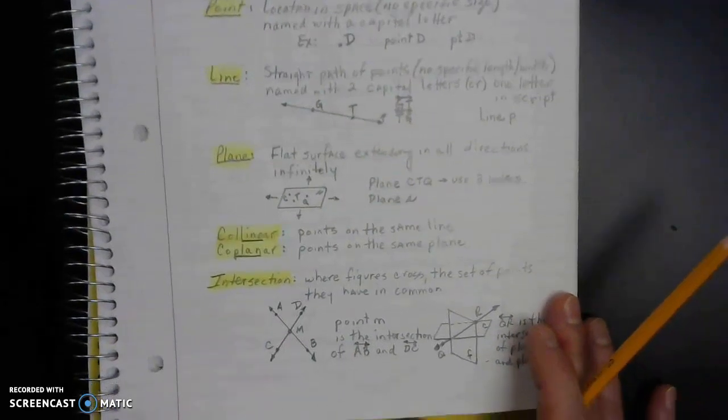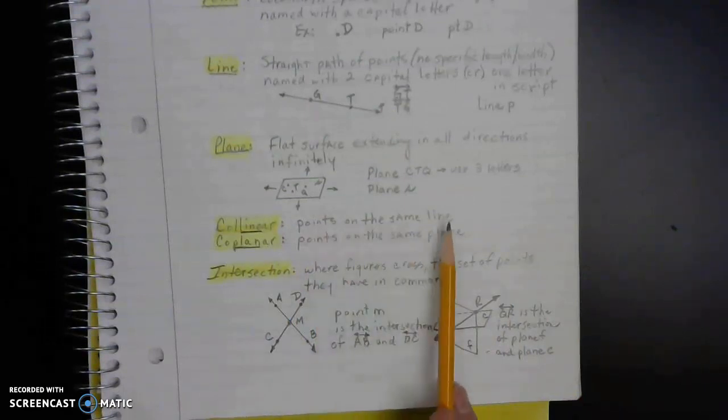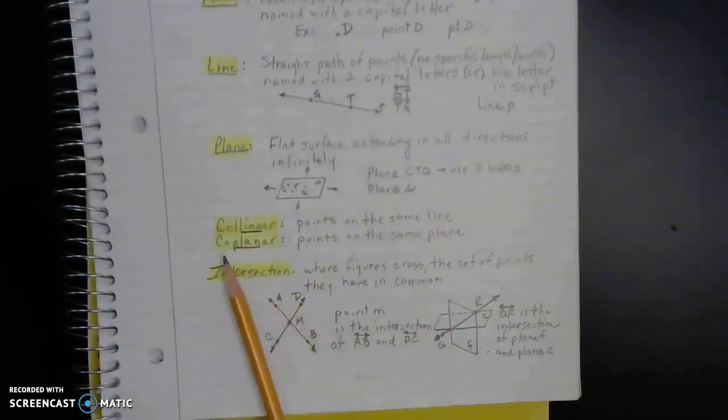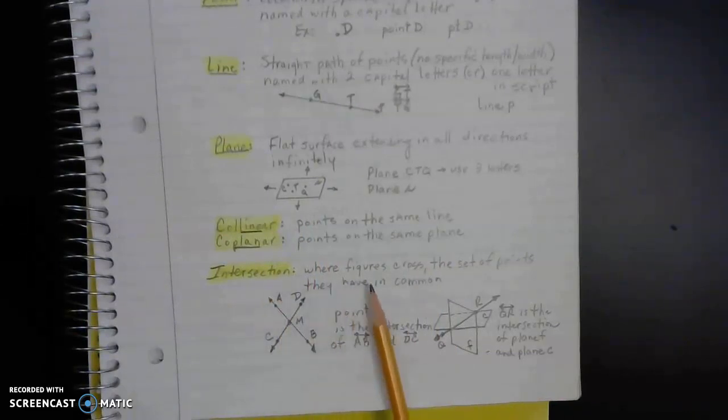All right, then you have collinear points. Collinear means there's the word line in the middle, meaning points on the same line. Okay. That's what collinear is. So G and T would be collinear points, because they're points on the same line. Coplanar means points on the same plane. So all 3 of these points are on the same plane. And then intersection is where figures cross, the set of points they have in common. So if you have these 2 lines here, point M is the intersection of line AB and line DC.